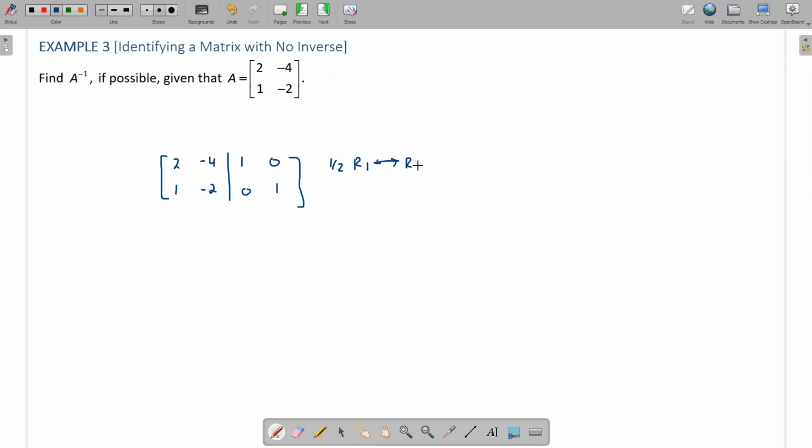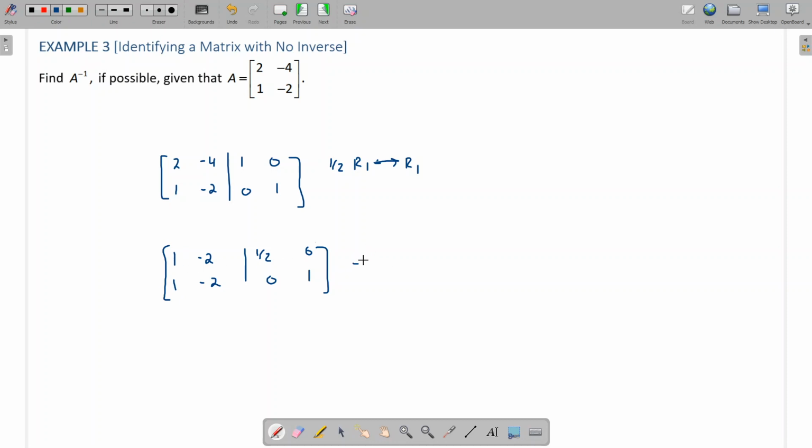And that just becomes the new row 1. So that's going to put 1, -2, 1/2, 1, -2, 0, and 0, 1. Okay, so all I did was multiply the top row by 1/2.